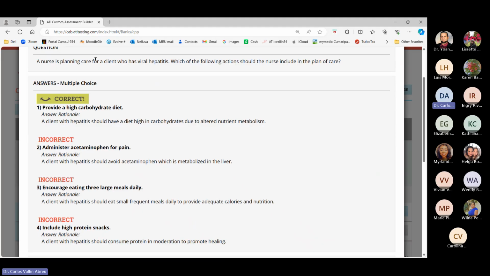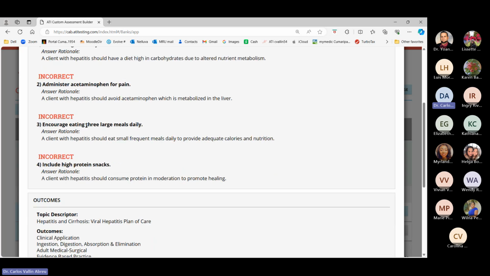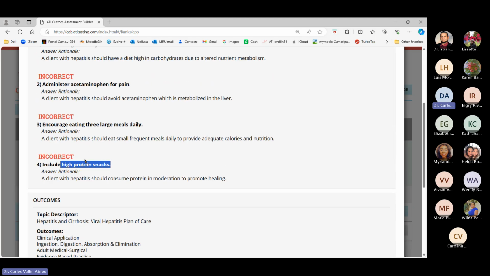A nurse is planning care for a client who has viral hepatitis. Which of the following actions should the nurse include in the plan of care? Wash your hands. Provide a high carbohydrate diet. Administer acetaminophen? No. Encourage eating 3 large meals? No, because they have nausea. When you have nausea, no big meals. Include high protein snacks is not indispensable.